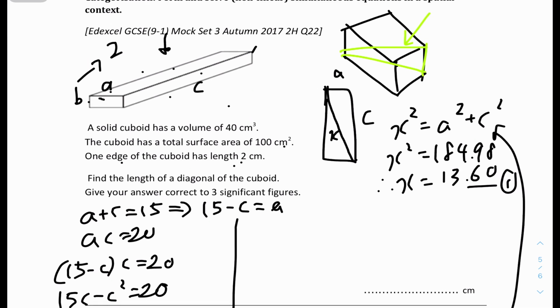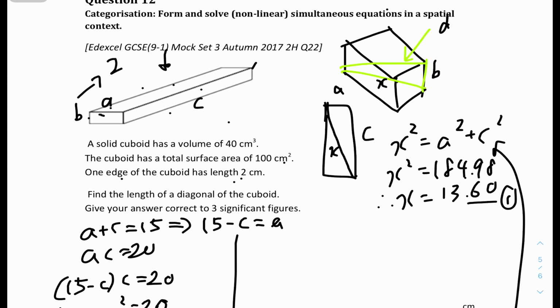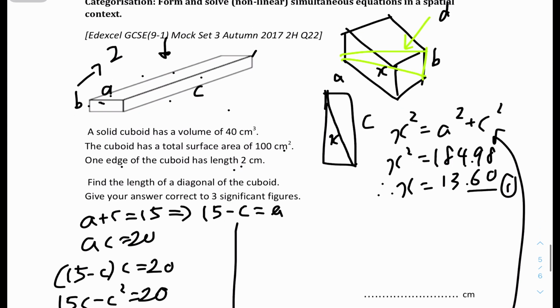So once you have the value for x, we need the value for b, which is already 2. So we've already established this, so this is basically x, and this is basically b. So we have to find the final value, which is the length of the diagonal, d. So it's basically Pythagoras again. So it will be d squared equals x squared plus b squared. So therefore d squared equals x squared, which is already 184.98 from just now, plus b squared, where b is 2, therefore 2 squared is 4.